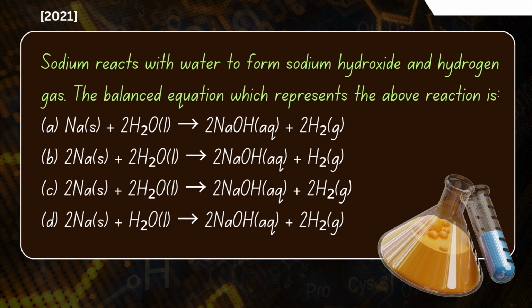So, you have a few options. Option A has sodium and twice water making twice sodium hydroxide and twice hydrogen. Option B has twice sodium and twice water making twice sodium hydroxide and 1 hydrogen. Option C has twice sodium and twice water making twice sodium hydroxide and twice hydrogen. And option D has twice sodium and just 1 water making twice sodium hydroxide and twice hydrogen. You need to pick the correct one that has the right balance.